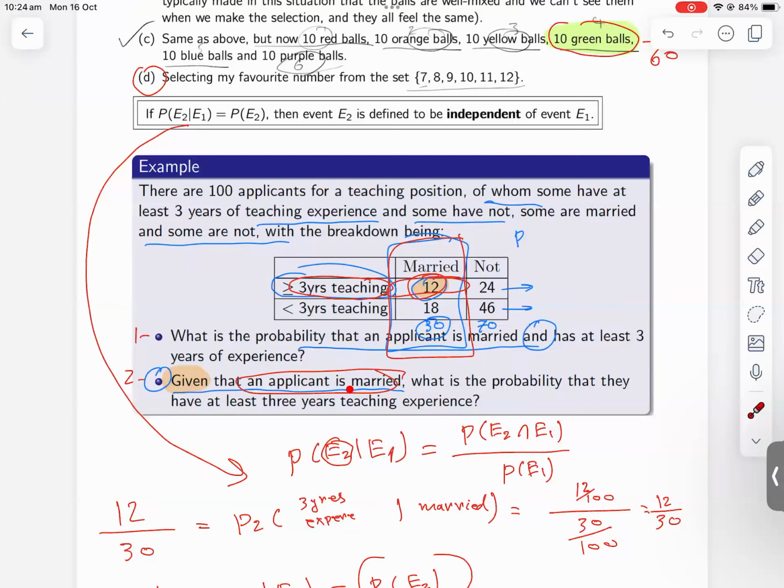So this means instead of having all 100 applicants, we restrict ourselves to this column, the married condition. So 3 years experience will be 12 divided by the total of this column. So it will be 12 divided by 30.